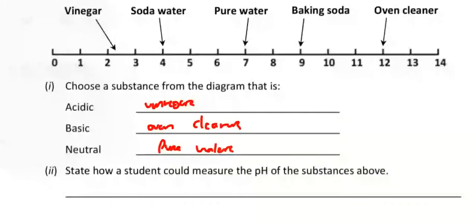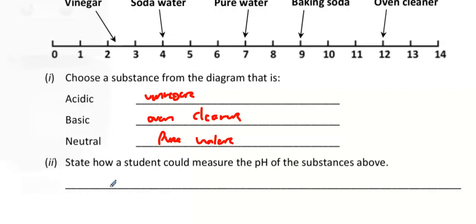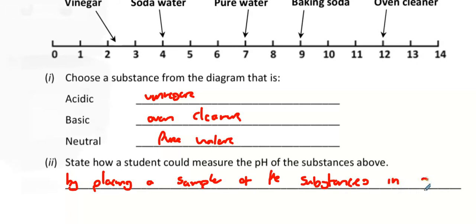Say how a student could measure the pH of the substance above by placing a sample of the substances. Now litmus paper won't work because litmus paper will only tell you if it's an acid or a base. You have to use universal indicator and match the color to the chart to find the pH, or a pH meter, whatever you want. And measuring the pH.